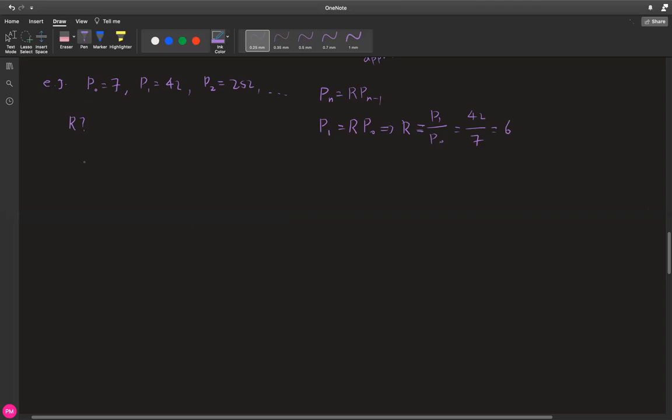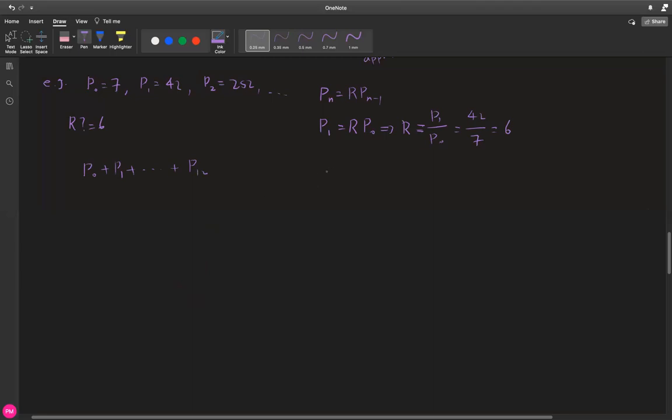Then how do you find, so now you know the common ratio is 6. How do you find P0 plus P1, plus all the way up to, let's say, P12? How do you find this? So this is where the geometric sum formula comes very useful.